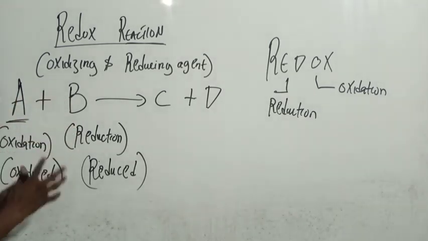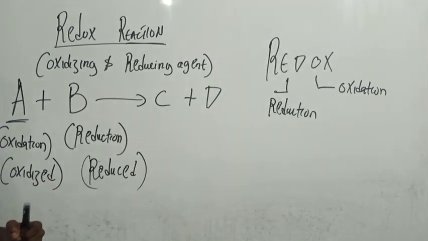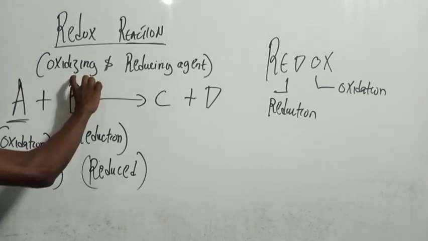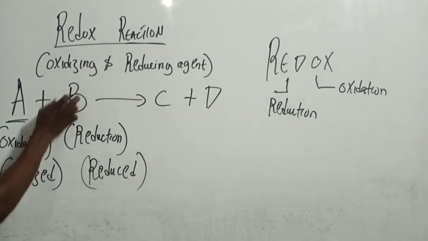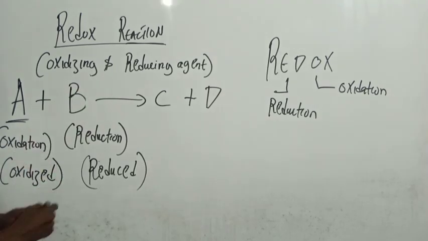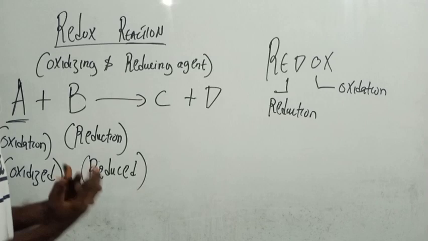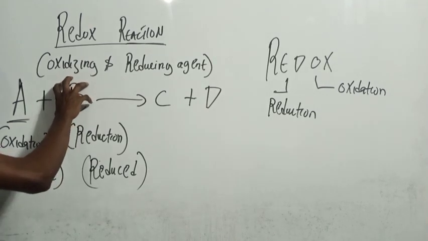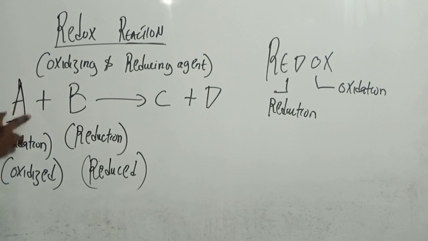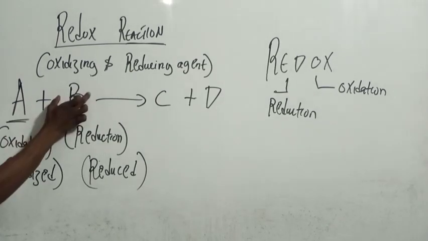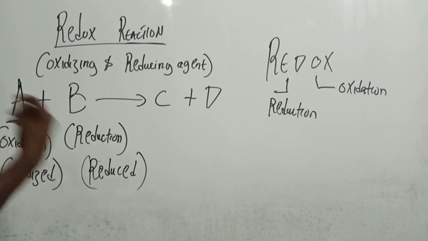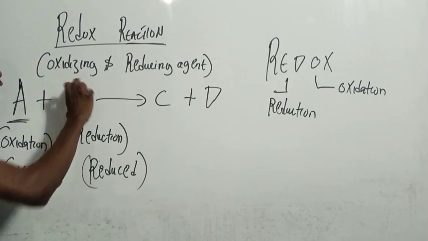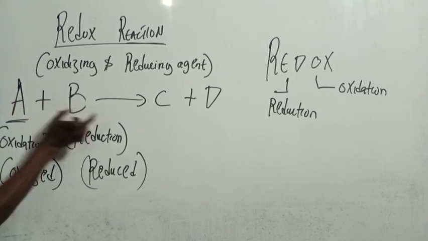So from here, you know the one that is the oxidizing agent and the one that is the reducing agent. But understand this concept first. See, this guy undergoes oxidation because of the presence of this B here. Because in a redox reaction, two of them occur simultaneously. One is being oxidized, and the other one is being reduced at the same time. So if this guy is not present in the reaction, there is no way this A can undergo oxidation. So A undergoes oxidation because of this guy here. So this guy is an agent. On the other hand, there is no way this one here can undergo reduction without the presence of this guy here. So two of them are also called agents.